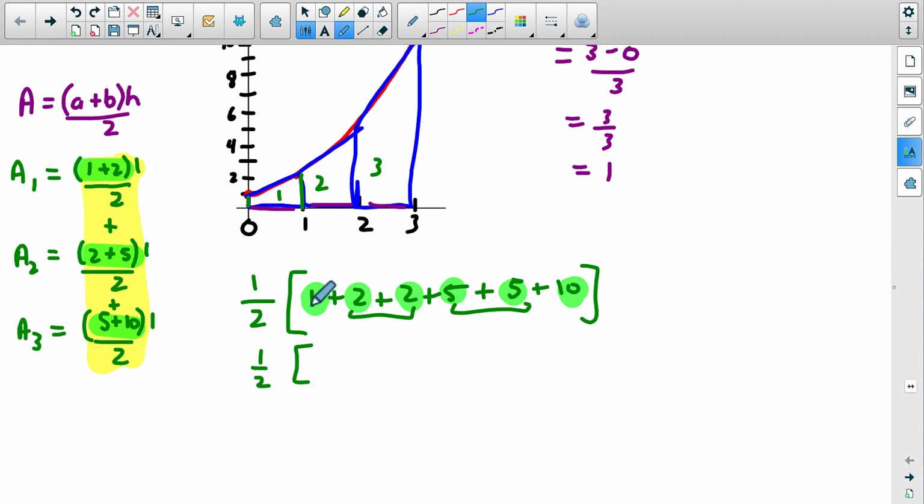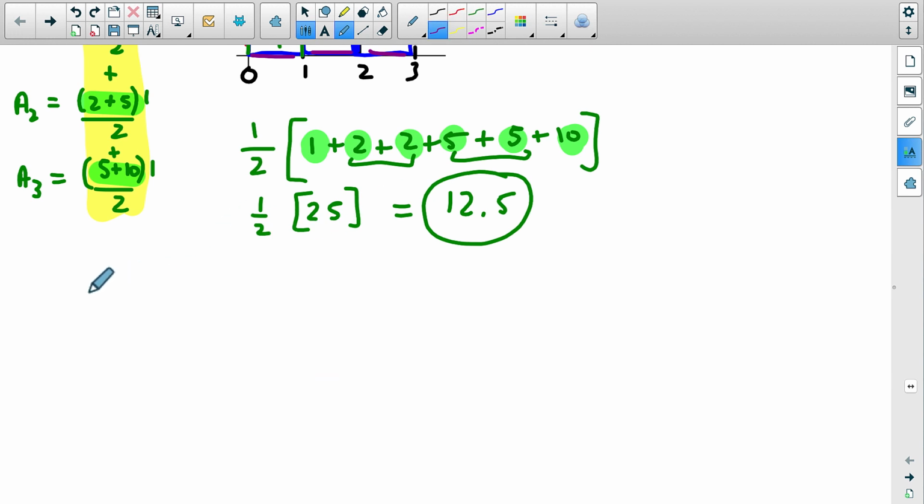Alright, we might as well just finish this. 1/2. Now, 1 plus 2 is 3, 5, 10, 15, 25. So if you multiply that, you get 12.5 is our answer. I know this might be aggravating, but let's just do it again with the formula. You could do this without even graphing it.